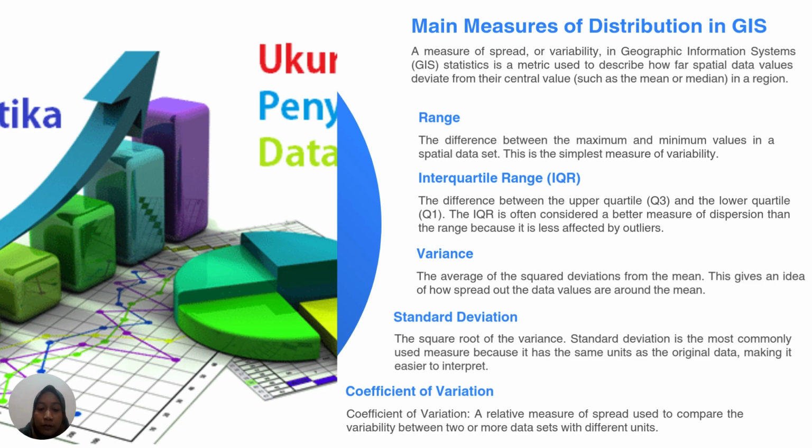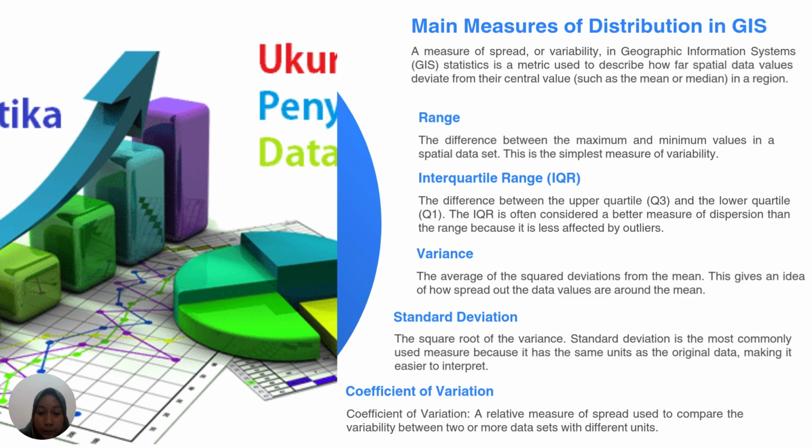Variance, the average of the squared deviation from the mean. That gives an idea of how spread out the data values are around the mean. Standard deviation, the square root of the variance. Standard deviation is the most commonly used measure because it has the same unit as the original data, making it easier to interpret.